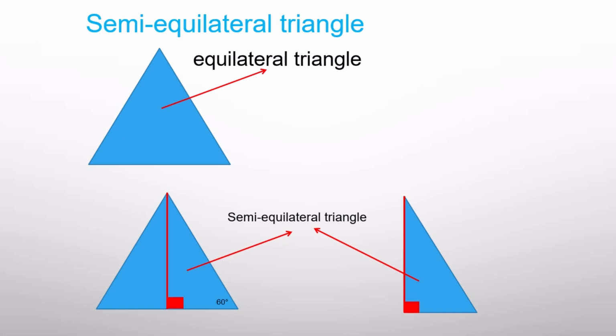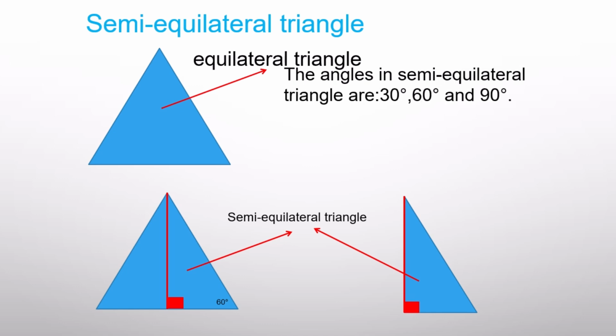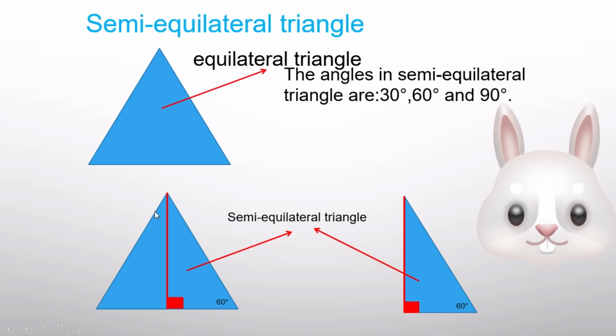The angles in a semi-equilateral triangle are 60, 30, 90. Why? Because here 90, 60, we still have 30. And this angle is 60, so for the other half we still have 30. Then this height is at the same time the bisector of this angle. So when we see a triangle having the angles 30, 60, 90, we say that this triangle is a semi-equilateral triangle.